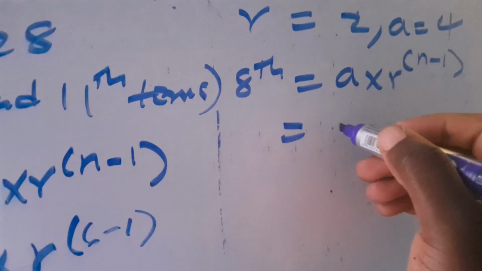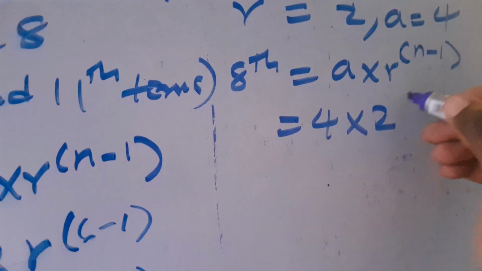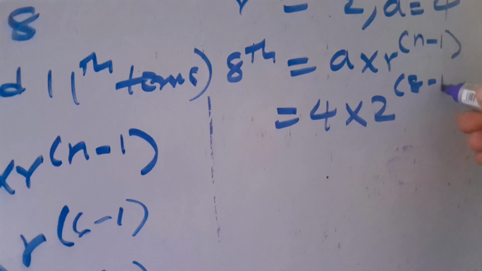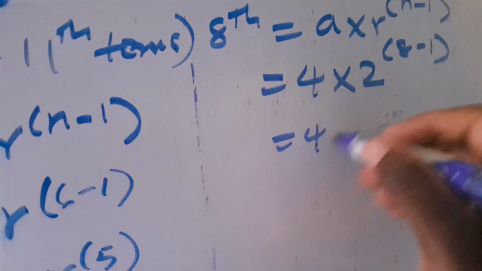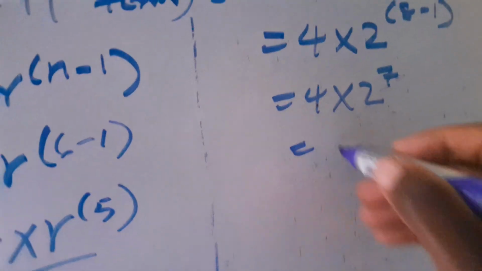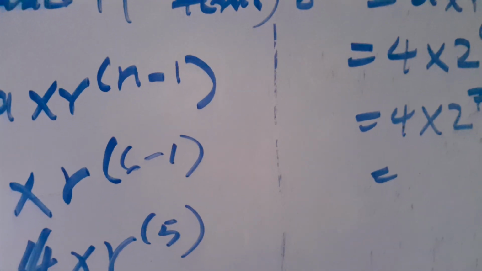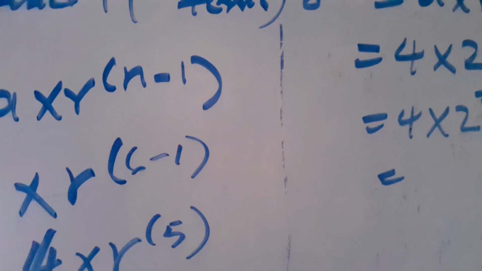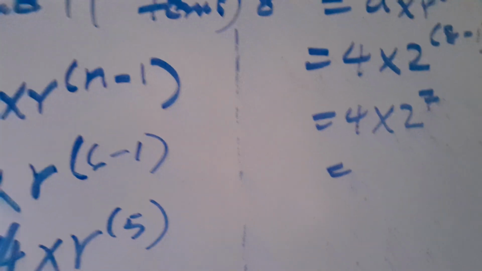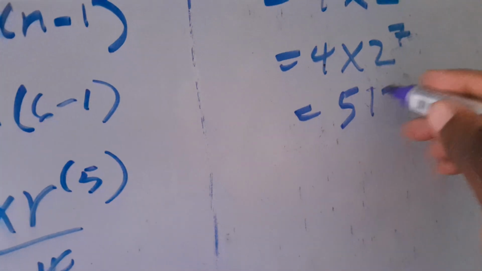That will be the first term a, which is 4, times r, our r is 2, raised to power 8 minus 1. That is 4 times 2 raised to power 7. 2 raised to power 7 times 4 is 512. 512 is the value for our 8th term.